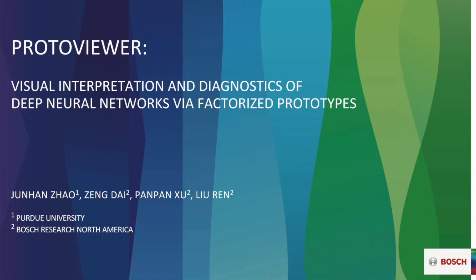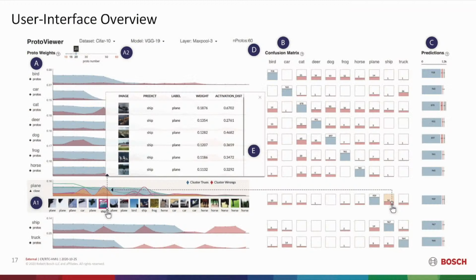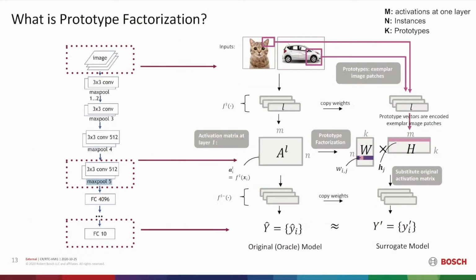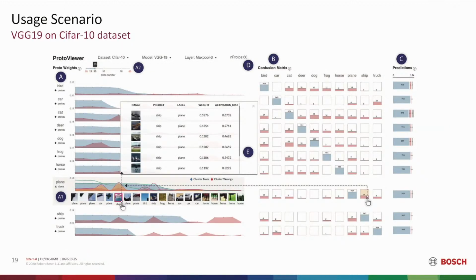Hey everyone, I'm Junhan Zhao, a PhD candidate at Purdue University, computer graphics major, and a research intern at Bosch Research North America. Here, we are presenting our recent research, Viewer, using factorized prototypes to visually interpret and diagnose deep neural networks. This work is co-authored by research scientists at Bosch, Zhen Dai, Dr. Panpan Xu, and Dr. Liu Ren.